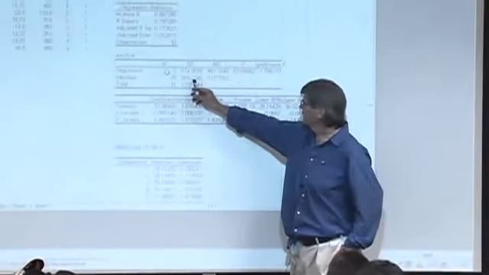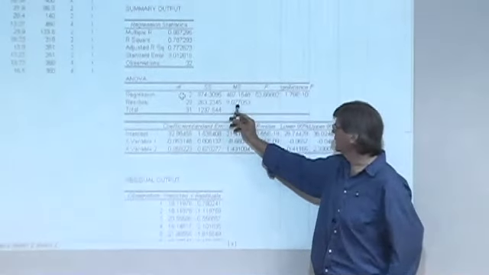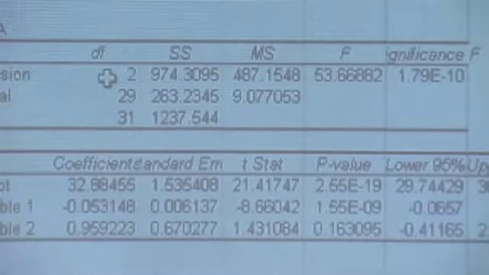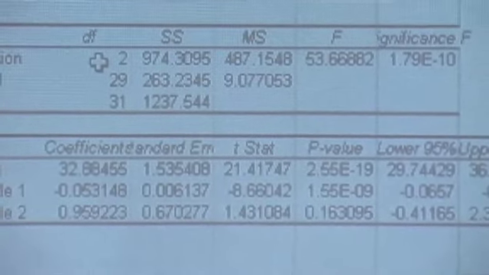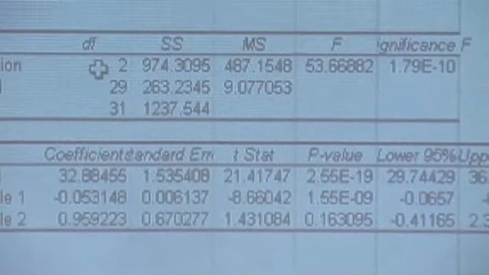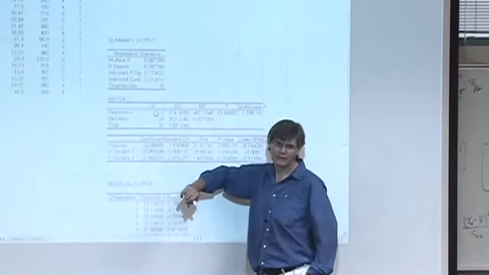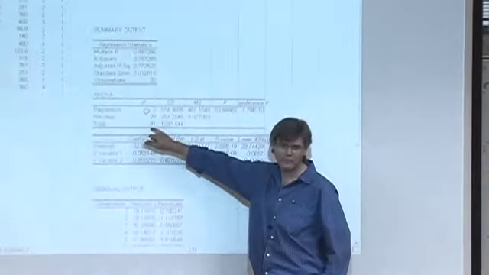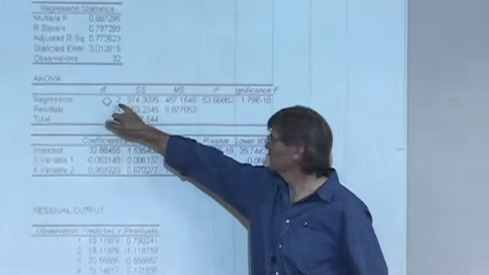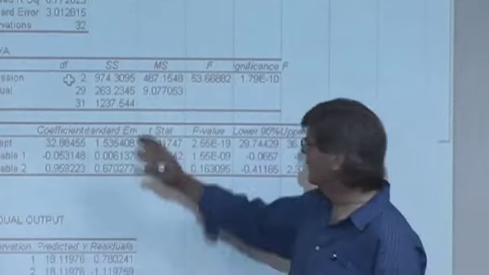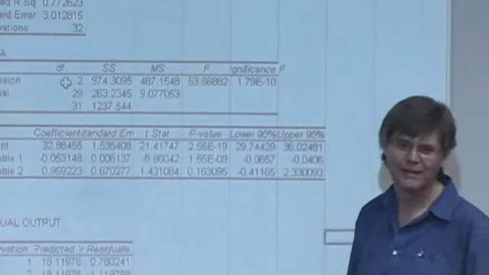This is SS res divided by 29, and you get the 9.077. So you're taking this number and dividing it by 29. n minus p in that case is 32 minus 3, so that's the 29. 32 minus 1 for the total degrees of freedom, n minus 1. 2 because there are 2 regressors. That's k. So p is 1 plus k.